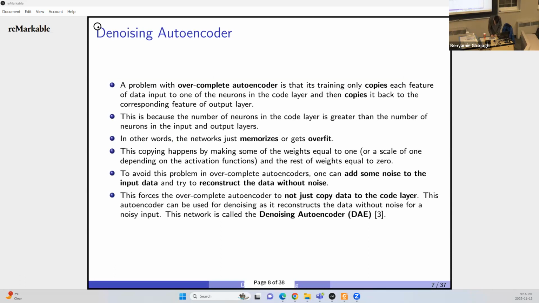A problem with the overcomplete autoencoder is that its training only copies, as I said, but we can use it for denoising. In other words, the network memorizes or overfits if it is overcomplete without any noise. So we add some noise for denoising. And it's called a denoising autoencoder, as I said, DAE.